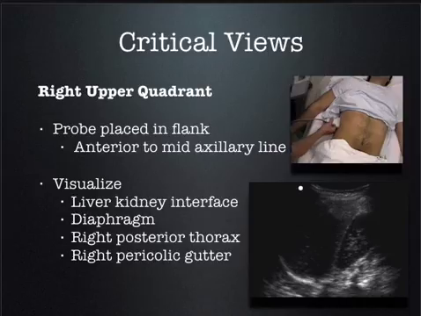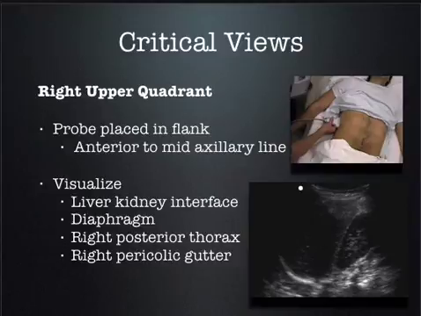Now, the images for the FAST exam are the right upper quadrant, heart, left upper quadrant, and pelvis. It's around the circle. We are not going to talk about the heart in this lecture. We're going to have a whole dedicated lecture next, assuming I can get it done in time, which we will. And so we're going to not talk about the heart right now. We're just going to stick to the abdomen.